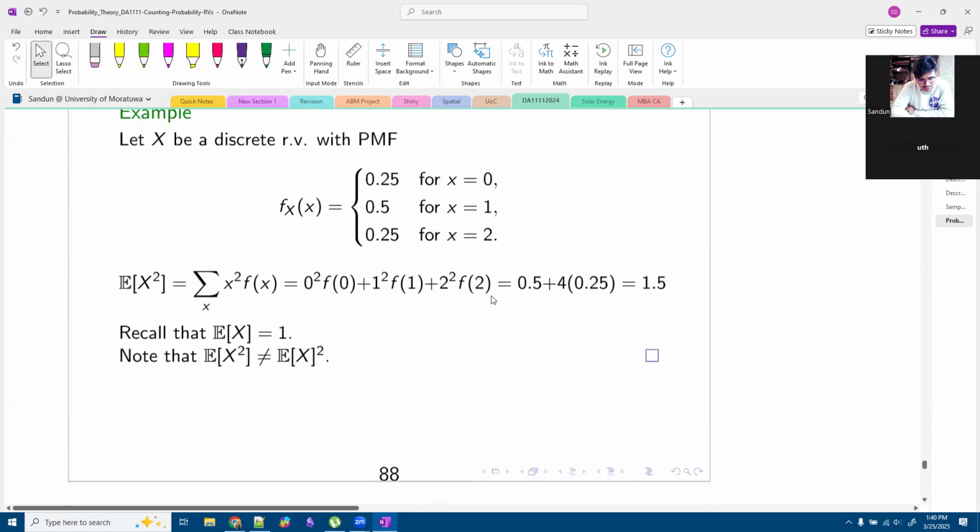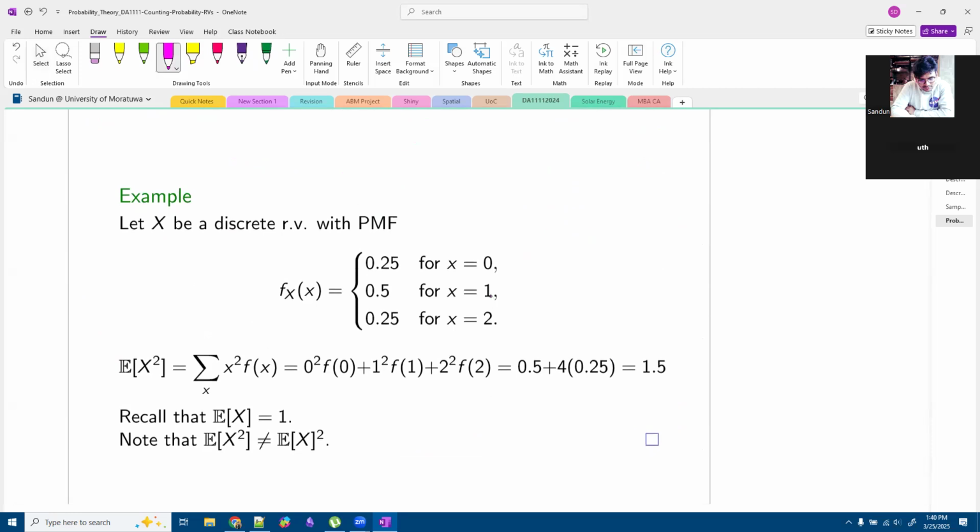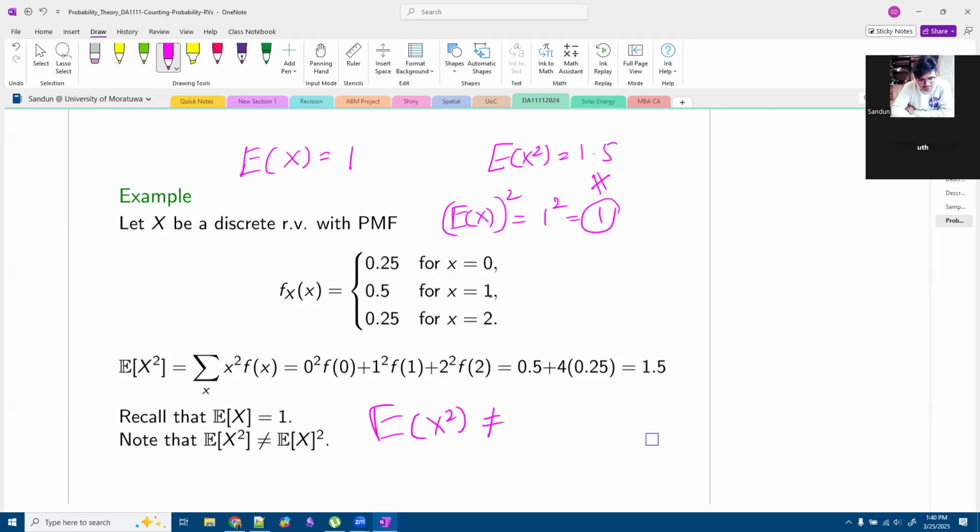This also gives us a very interesting phenomenon. The expectation of x was 1 for this example, and the expectation of x square is 1.5. If you take the expectation of x and square it, that is 1 square, which is equal to 1. That's also not equal to the expectation of x square. These are not the same. So the expectation of x square is not the square of the expectation.